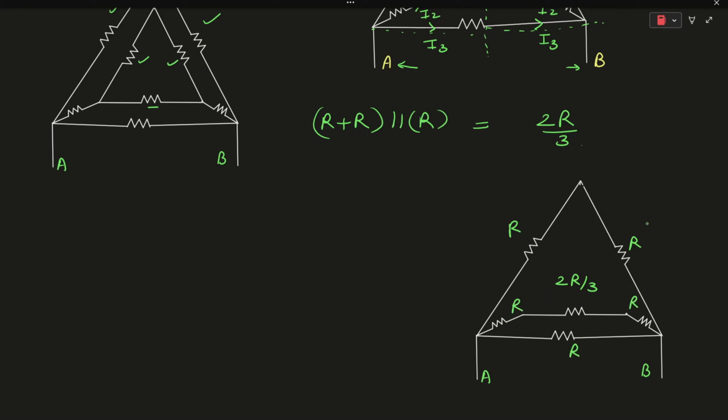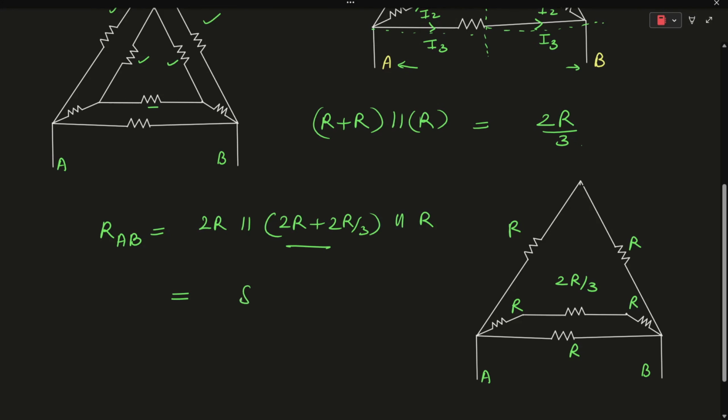The equivalent resistance RAB will be equal to the parallel combination of 2R in parallel with 2R plus 2R by 3 in parallel with R. On solving it, it comes out to be 8R by 15. So this will be the value of the equivalent resistance.